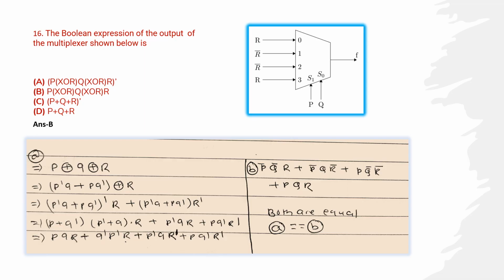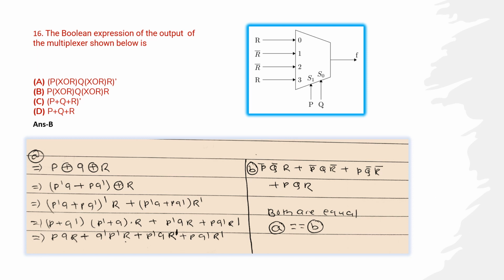So the next question is about the multiplexer. It is asking for the Boolean expression of the output of the multiplexer shown below. On the right side you can see the multiplexer is given and some inputs are also given. S1 and S0 are the control inputs, and the data inputs are R, R complement, R complement, and R. So we can calculate the expression.